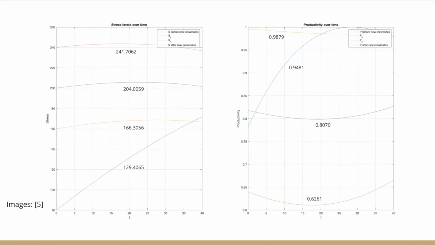And on the second graph, we could see that the average productivity after the new crewmates come in is holding at a really low level compared to the case before new crewmates come in. So actually, this result turns out to be the worst in terms of maximizing the productivity and minimizing the stress.